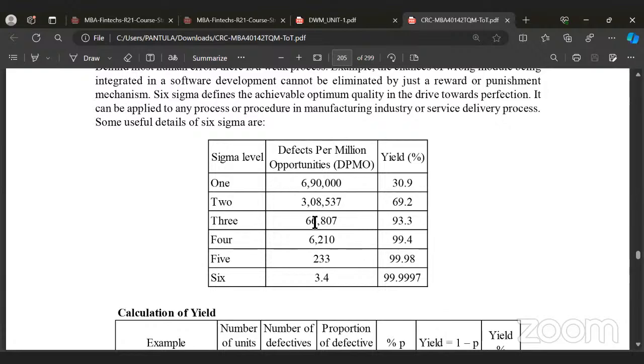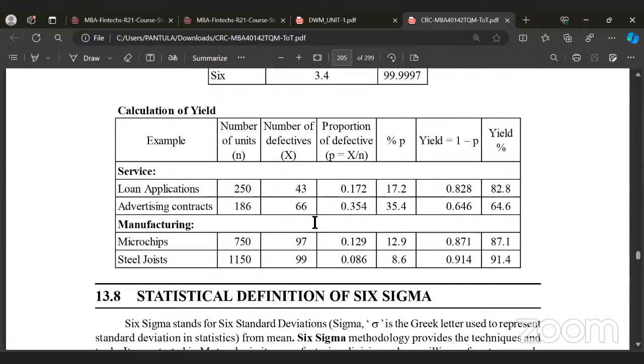So how can we calculate this Six Sigma? Now you can see loan application, 250 loan applications are there, n number of units. And defects, 43 defects are there. Population. So if P is equal to capital X divided by N, 43 divided by 250, that is 0.172. Percentage, 17.2. Yield, 1 minus P, 82.8. This is called yield percentage.